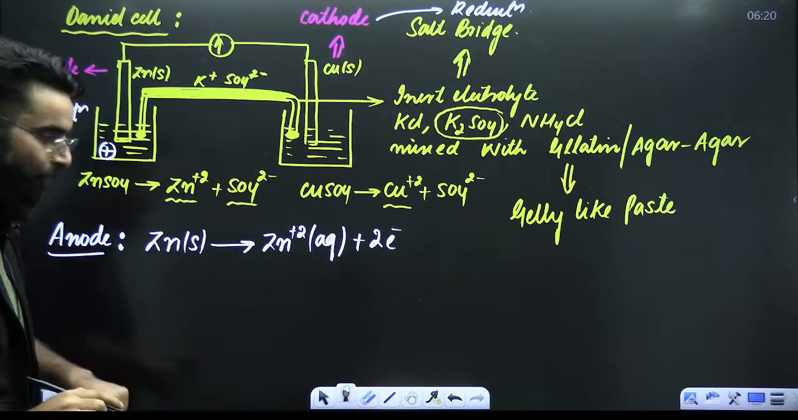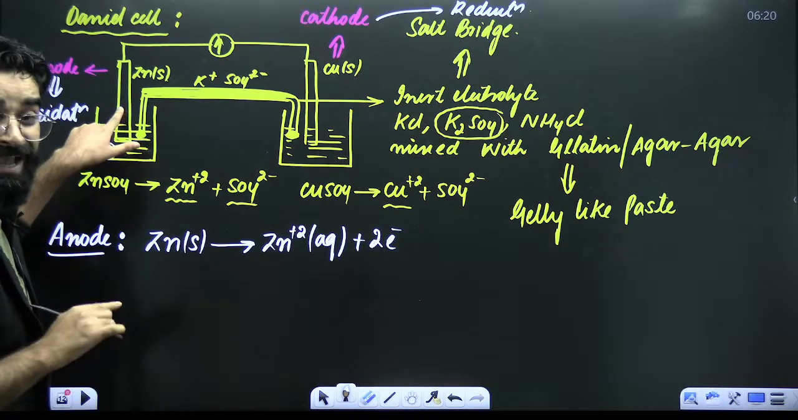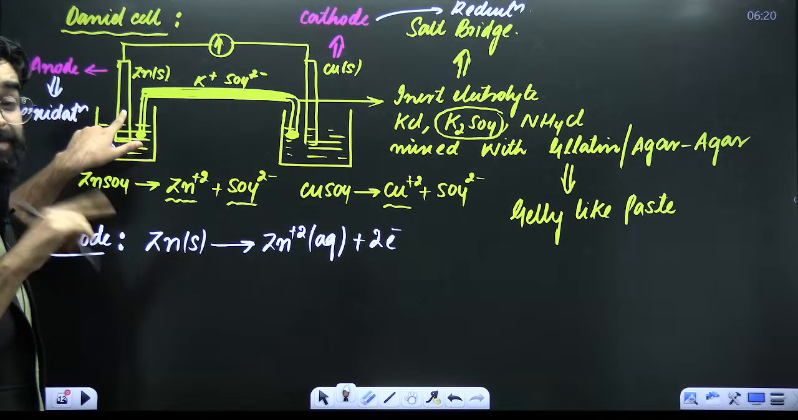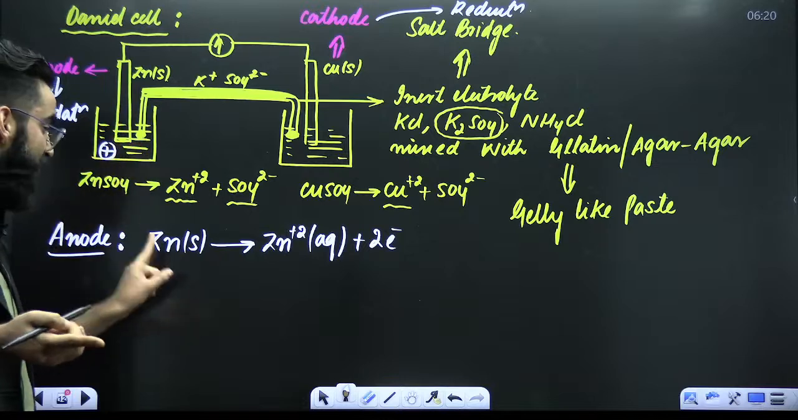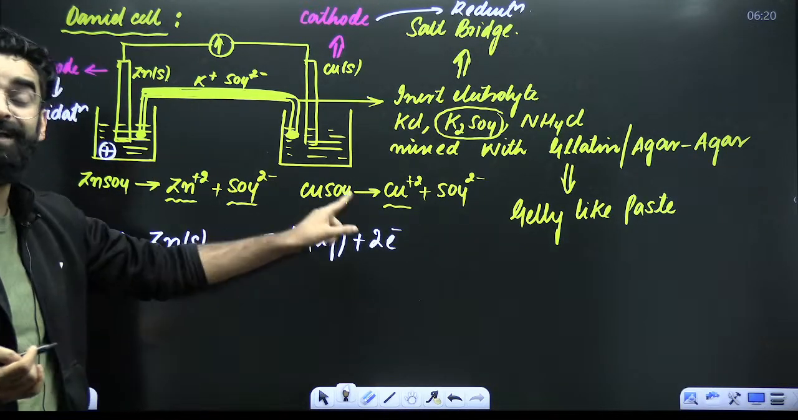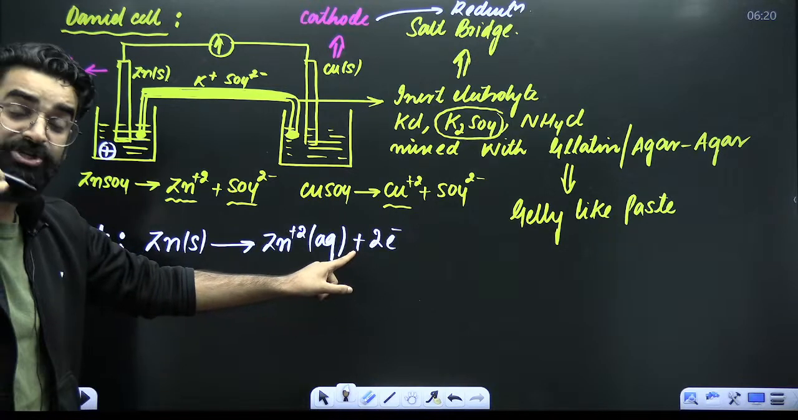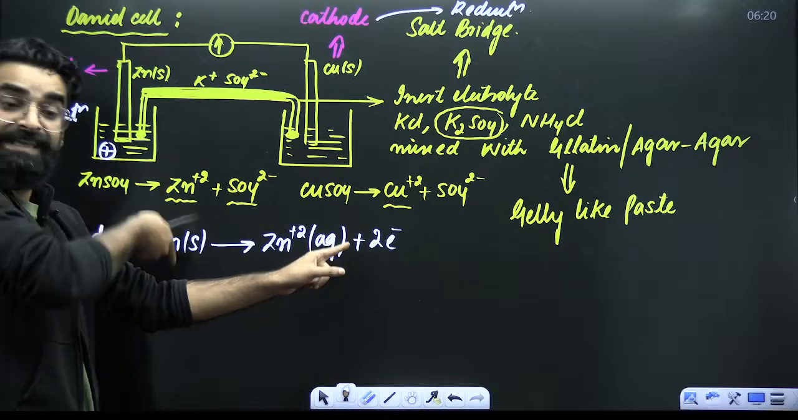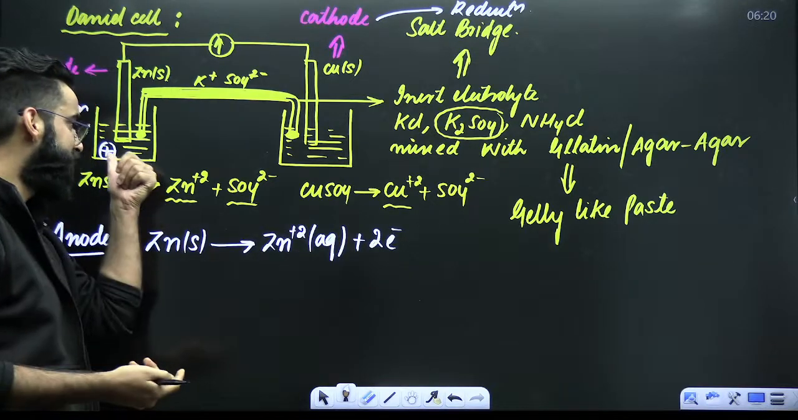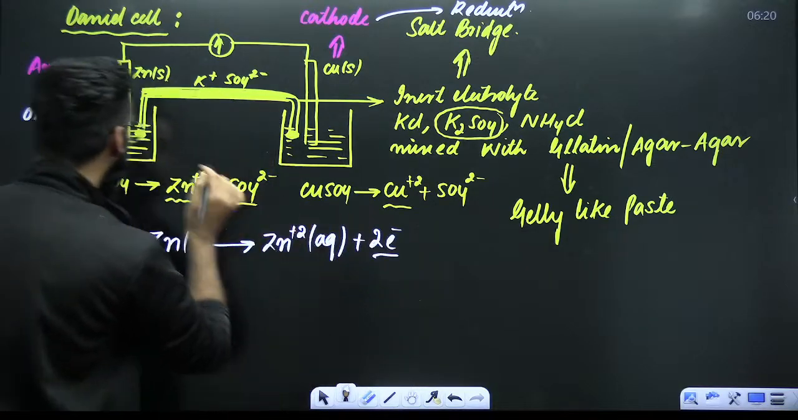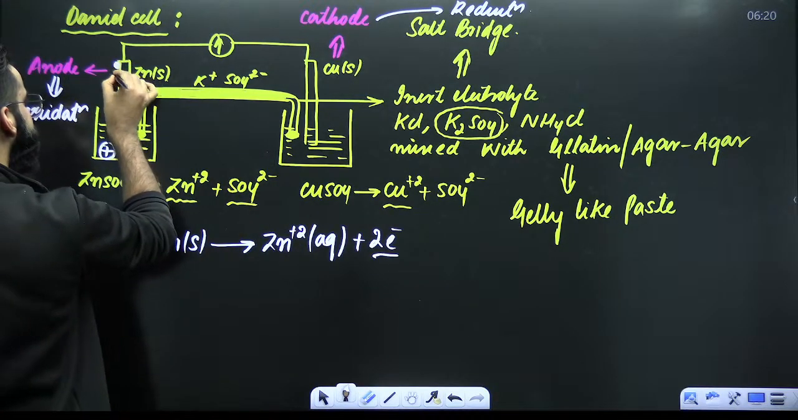Agreed? What is happening? The zinc rod is made up of zinc atoms, and those zinc atoms of which the rod is made are undergoing oxidation. When a zinc atom undergoes oxidation, it gets converted into zinc dipositive, and with that, it gives two electrons. Initially, the solution was electrically neutral. Now, in the solution, an extra zinc dipositive is entering, due to which this left container carries a positive charge. These two electrons are going to get accumulated on the rod.